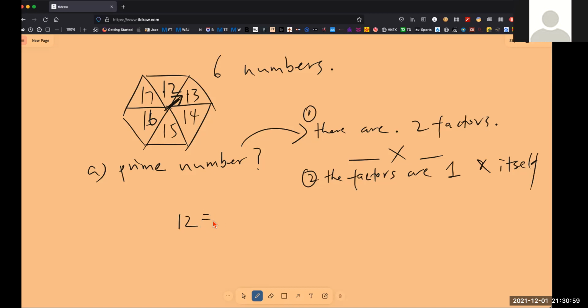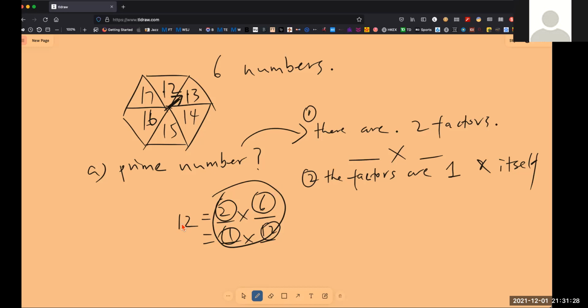So 12, how can you split 12? 2, 6. Any other combination? 1, 12. Yes, very good. So there are two factors. How many factors do you have here for 12? 1, 2, 3, 4. You already have 4 factors.